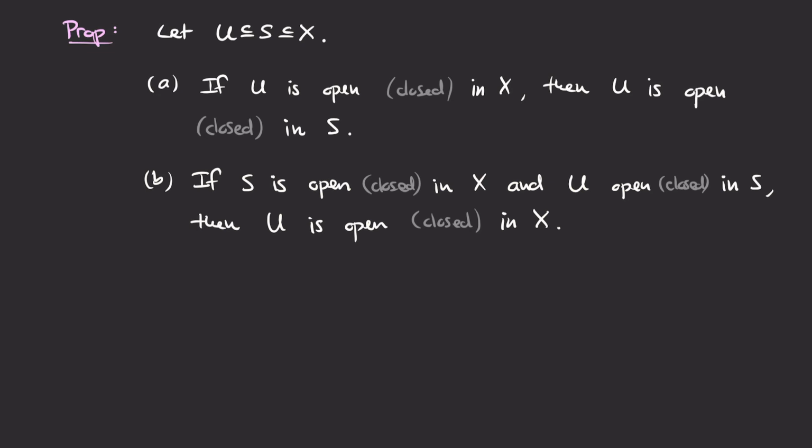However, when the subspace is itself an open set of the larger space, then any open subset of the subspace will also be an open set of the larger space. And conversely, if the subspace is itself a closed subset of the larger space, then any closed subset of the subspace will again be a closed subset in the larger space. Therefore, part B is sort of a partial converse to part A. It's saying that it doesn't always happen that open subsets of a subspace are open in the larger space. This, however, does happen when the subspace is itself an open subset of the larger space. I'm again just going to prove the open part.